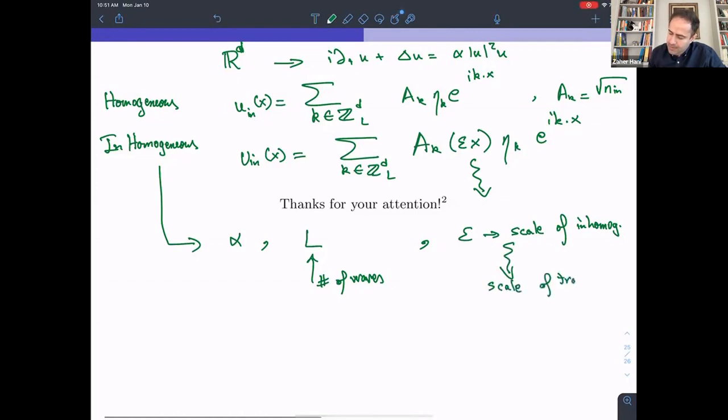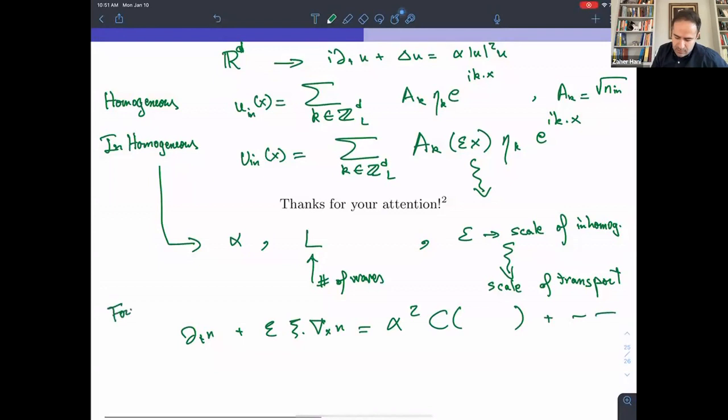So if you do a formal derivation for the corresponding interesting quantity, which is n, you would get dtn plus something like epsilon c dot grad x of n equals the kinetic equation, which is alpha squared times the collision curve, plus lower order. So this is formal.